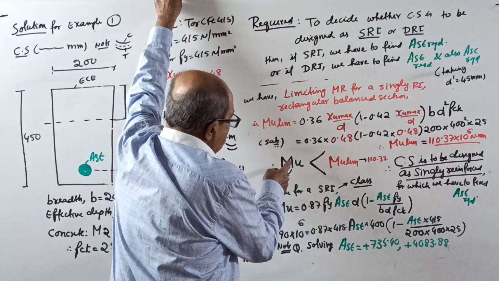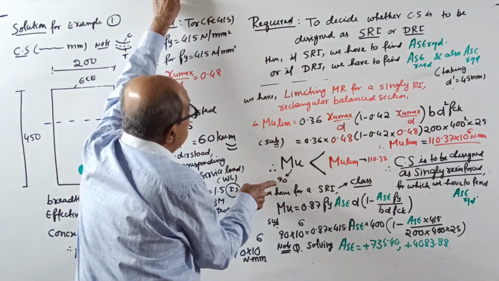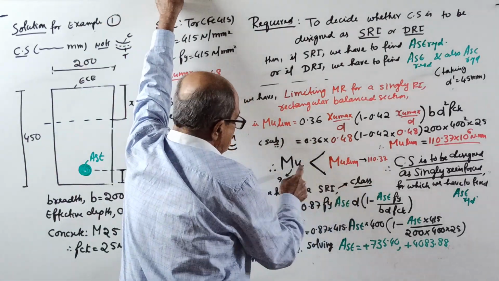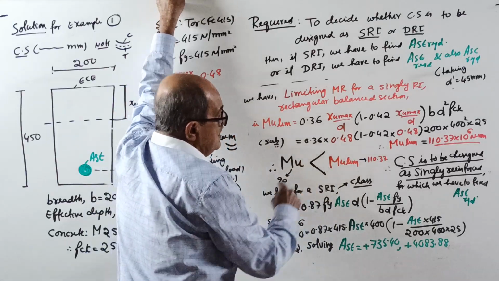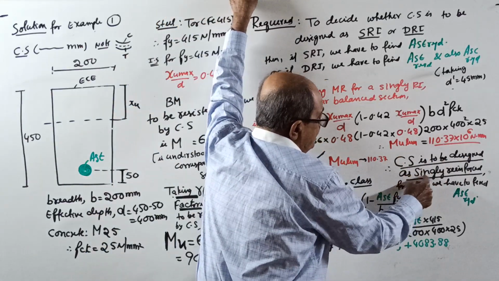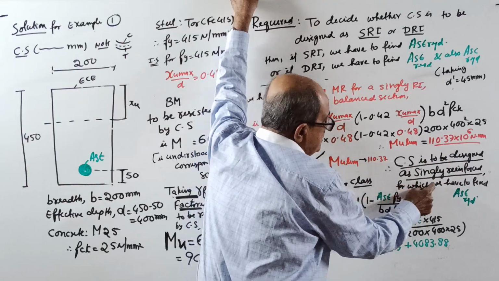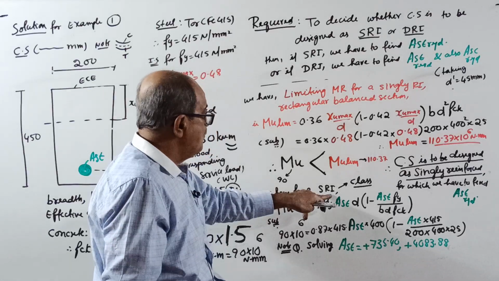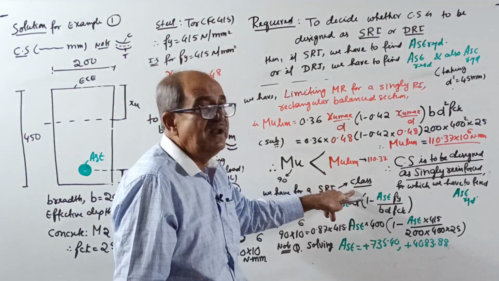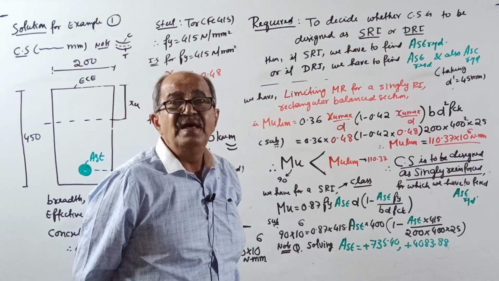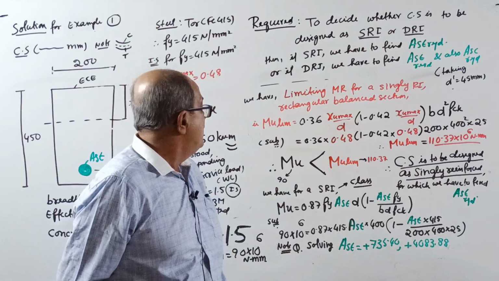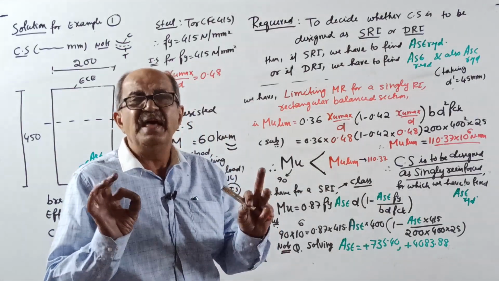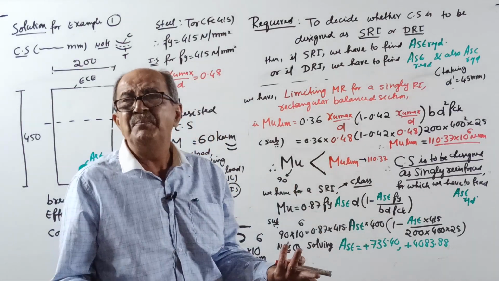Then I told, compare Mu with the Mu limit. Mu is 90, 10 to the power 6 not required. Mu limit is 110.37. So your Mu is less than Mu limit. The cross section is to be designed as singly reinforced, for which we have to find only AST required. For a singly reinforced section, you can add one extra class: it is either under reinforced or balanced. When Mu is less than Mu limit, it is under reinforced. By coincidence, if it is equal, still no problem, balanced.